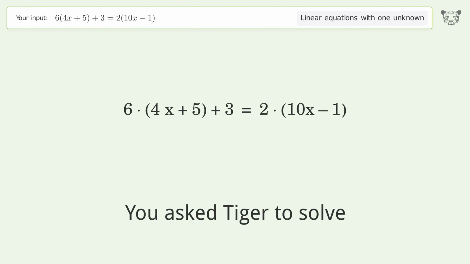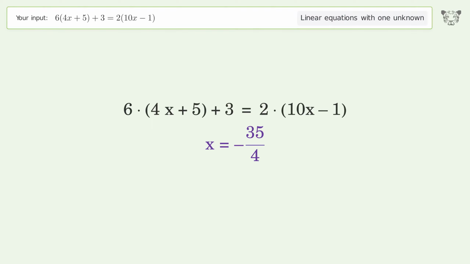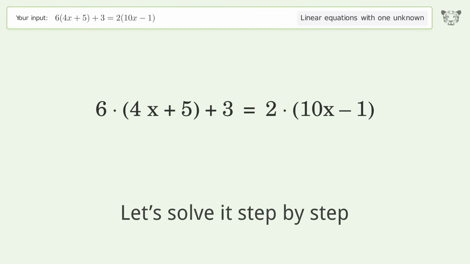You ask Tiger to solve. This deals with linear equations with one unknown. The final result is x equals -35/4. Let's solve it step by step.